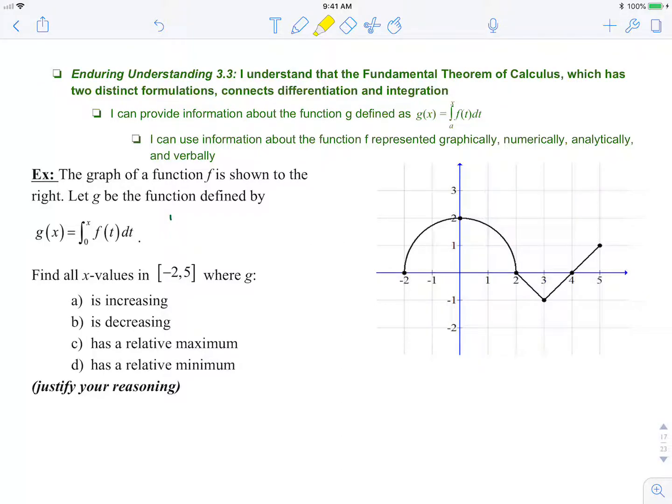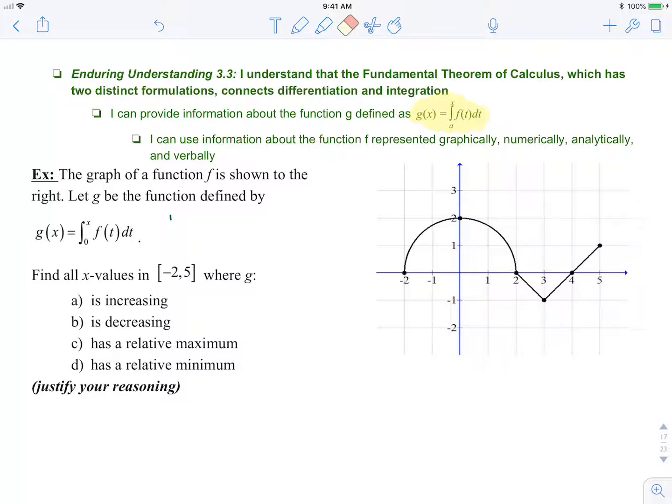So now we are getting into the idea of analyzing accumulation functions. So in this first example, we've been given an accumulation function g of x, and we're trying to determine all x values where it's increasing, decreasing, and has a relative max or min.